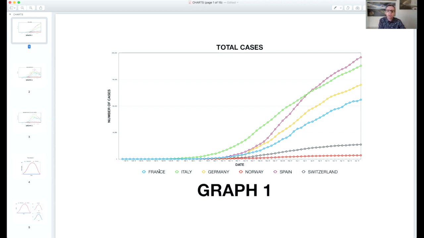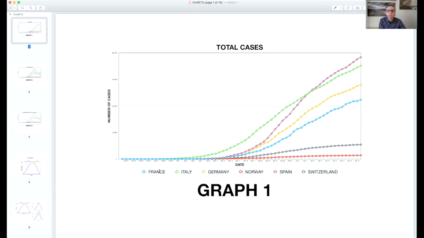So it was a six-country choice that I thought, well, we've got a mixture of approaches and demographics and all sorts of things in those six countries. So it's a good six-country mix to start with. And what this first graph is, it's the total cases.